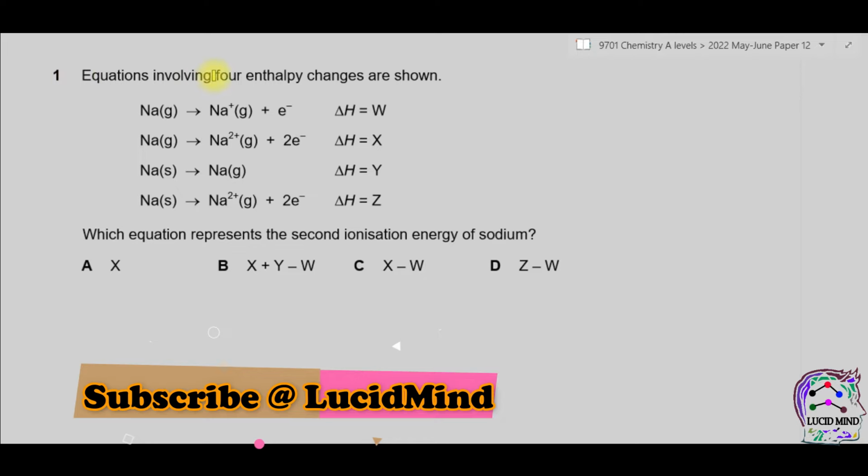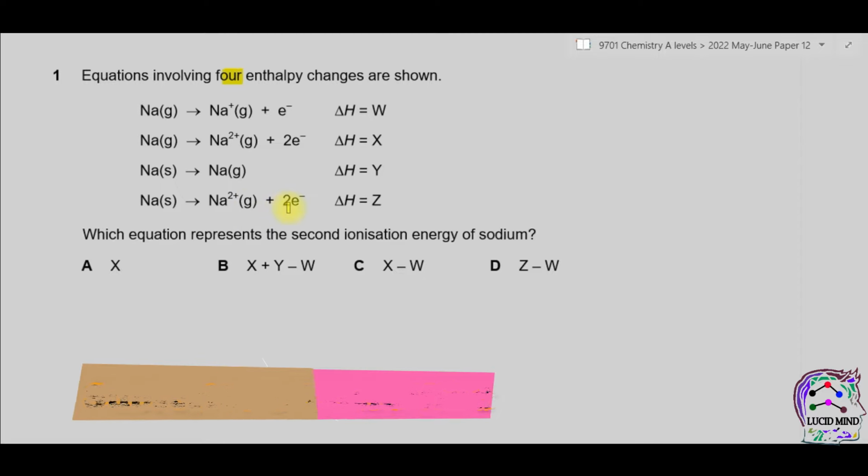Question 1. Equations involving 4 enthalpy changes are shown. We have different equations. Sodium gas goes to Na+, Na2+. Solid goes to gas, solid goes to gas along with electrons. Which equation represents the second ionization energy of sodium?